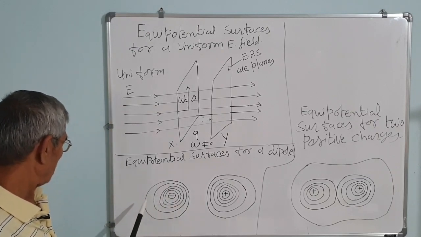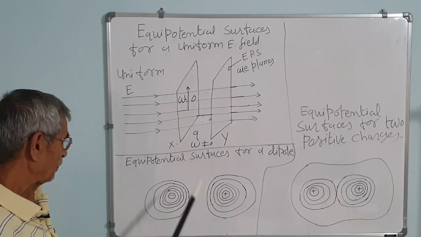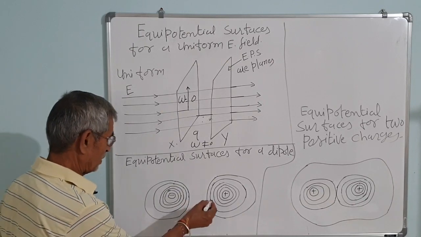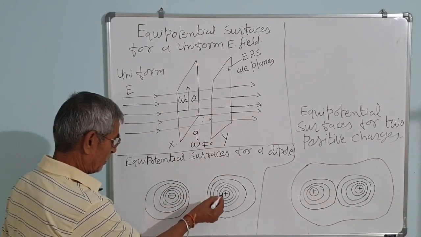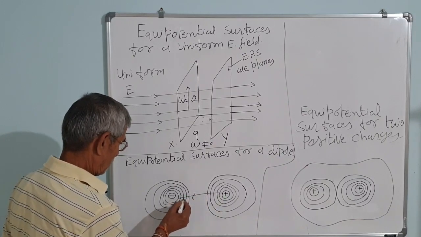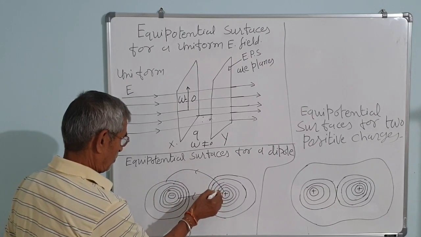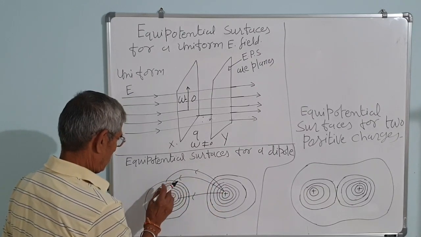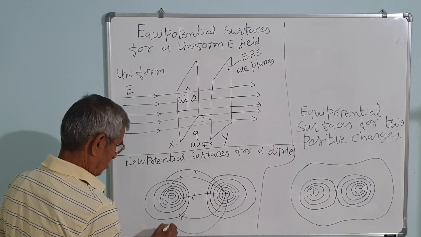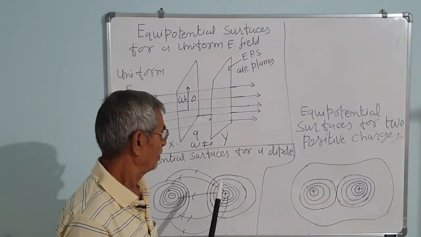Now, in this another figure, the equipotential surfaces are for a dipole. This is a positive charge, this is a negative charge. These are the equipotential surfaces for a dipole. You can draw the electric field lines, converging to the negative charge and emerging from the positive charge. But remember, electric field lines and the equipotential surfaces are at right angles.